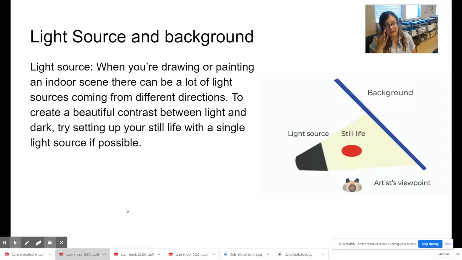When you are drawing or painting, there's a lot of light source coming from different directions sometimes. And in order to have a really successful still life, you want to have one singular light source. So get a lamp, put it next to you, turn off all the other lights, something that just shows a really strong light source so that you can see shadows in your still life.